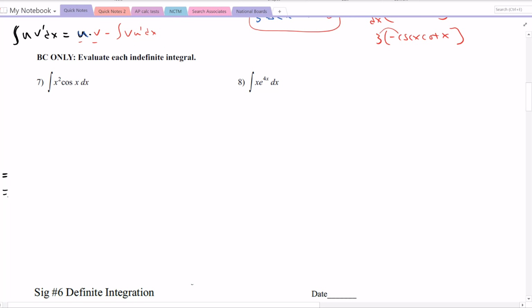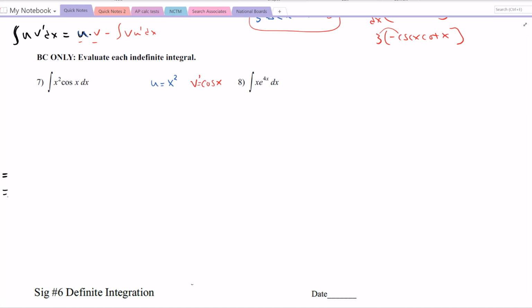General guidelines are your u should be the thing that if you take the derivative of it enough, you will get 0, right? So there's two options for u. It could be x squared or cosine. So think about it. If I take the derivative of cosine a bunch, do I ever get 0? No, right? It's going to go cosine, sine with some negatives in there. But if I take the derivative of x squared enough, I will get 0. So that's what I want to make my u, x squared, because it will eventually give me 0. And then I'm going to define the other piece as v prime.